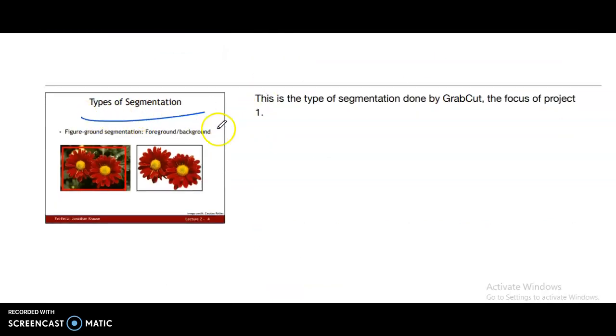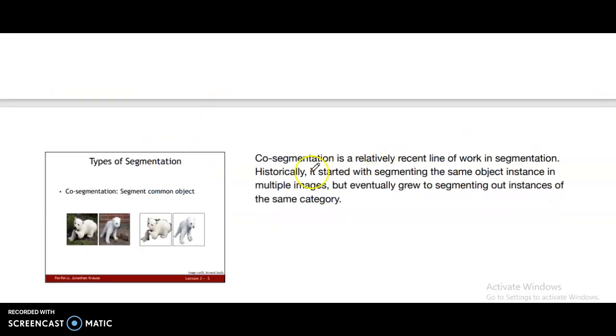Types of segmentation: figure-ground segmentation, foreground and background. This is the background, this is the foreground. This type of segmentation is done by GrabCut, the focus of the project. Types of segmentation: co-segmentation, segment common object.